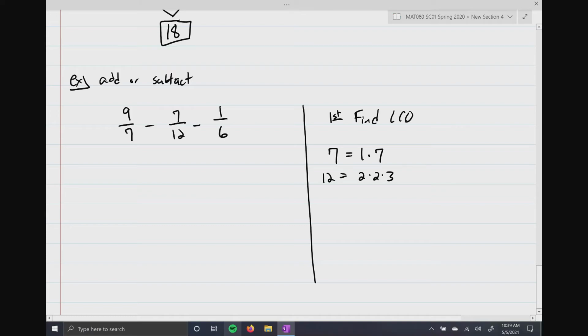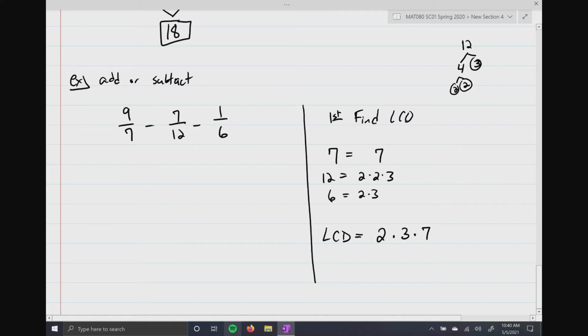Now, if you're wondering how I got that, in the upper right-hand corner of your screen, I just broke it down using that prime factorization tree, and I circled my prime numbers. And then 6 is going to be 2 times 3. So my LCD is going to equal the product of unique prime numbers. Now, 1 is not prime, so you don't include that one. 2 is prime, 3 is prime, and 7 is prime.